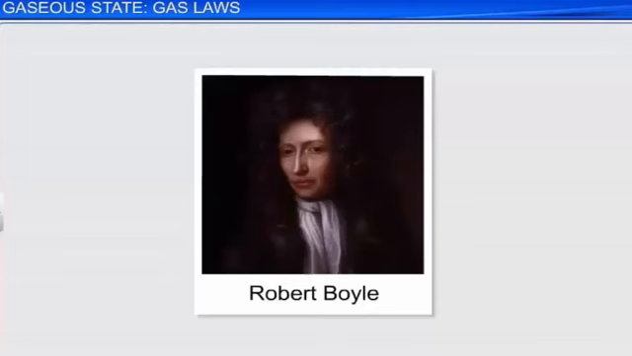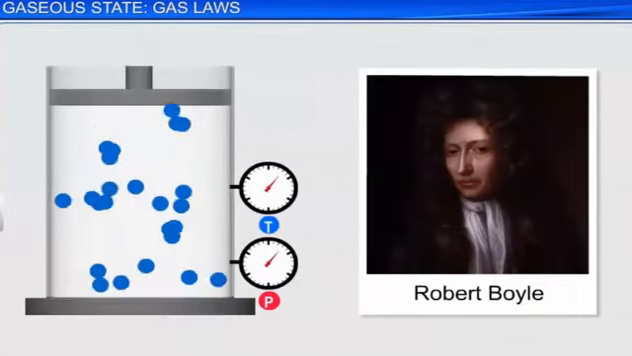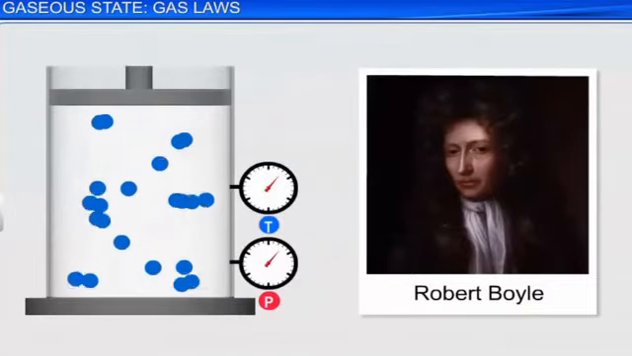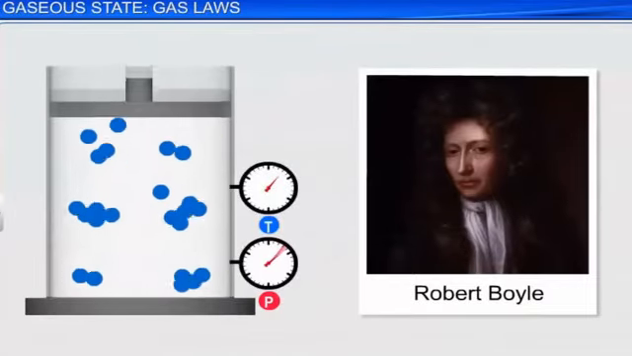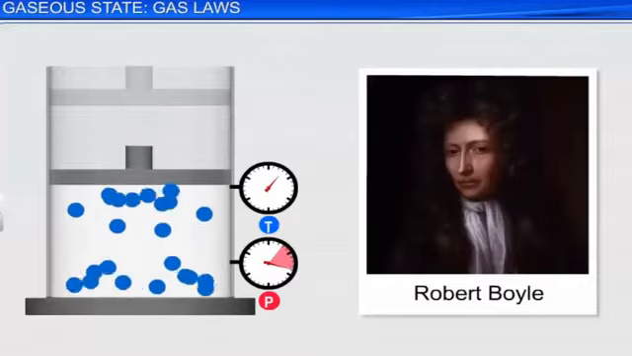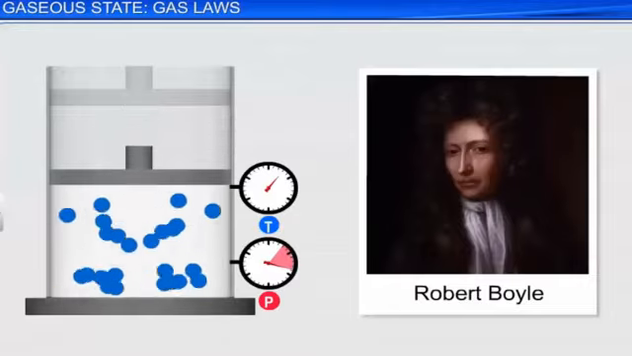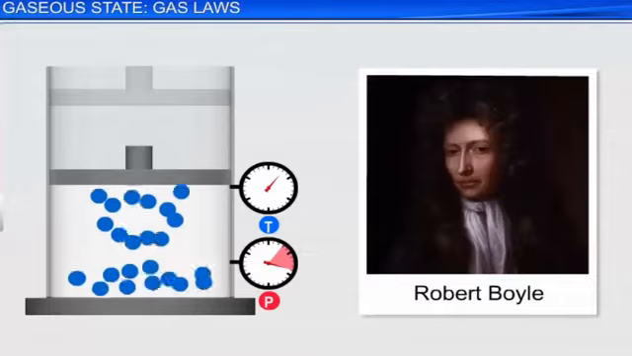In 1662, Anglo-Irish scientist Robert Boyle, after conducting various experiments, concluded that at constant temperature, the pressure of fixed amount of gas is inversely proportional to its volume. This is known as Boyle's law.